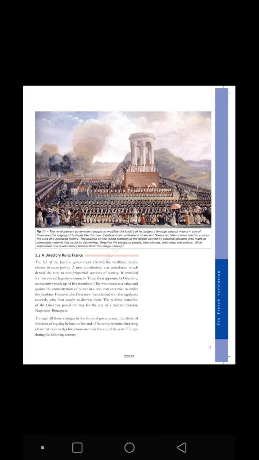Through all these changes in the form of government, the ideas of freedom, of equality before the law, and fraternity remained in spirit, and motivated political movements in France and the rest of Europe during the following century.